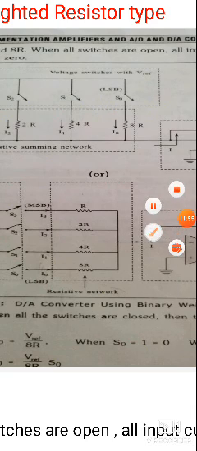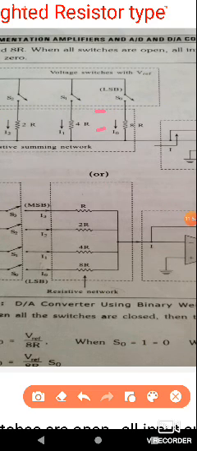Here switch S0 is connected to I0. Whenever S0 is closed, the I0 current is passed in the circuit. The I0 current will be connected with the 8R binary weighted resistor. Whenever S1 is closed, the current across the S1 switch is nothing but I1. The I1 value will depend on the 4R resistor.